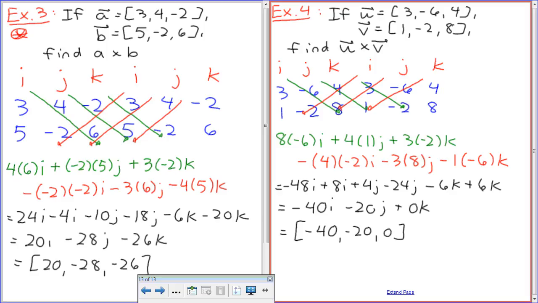Good. At the end, this 0 you don't have to state. But this one you do, because it's still a 3-dimensional vector, okay? But if you want to leave that one out, yes.